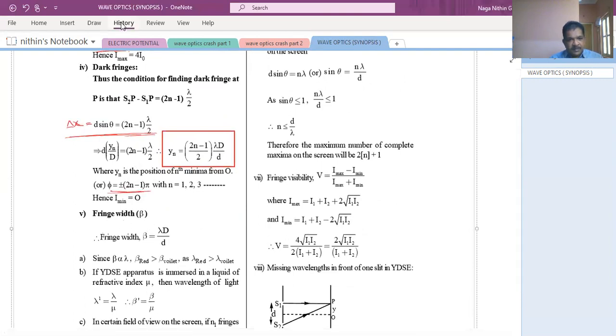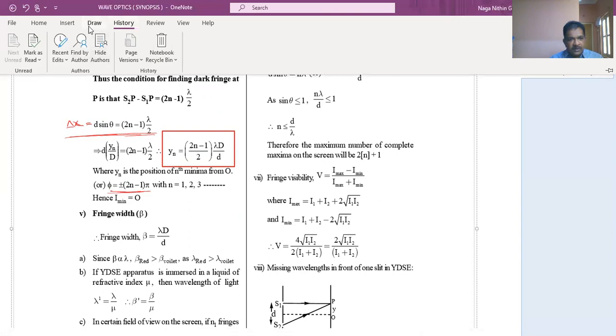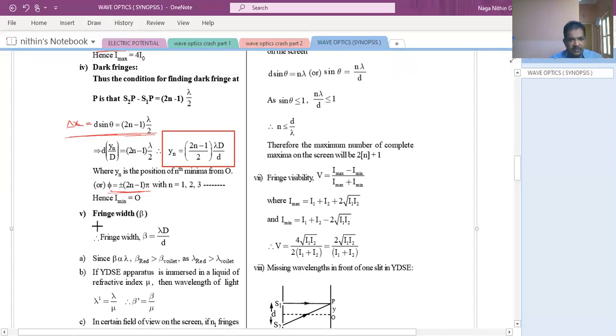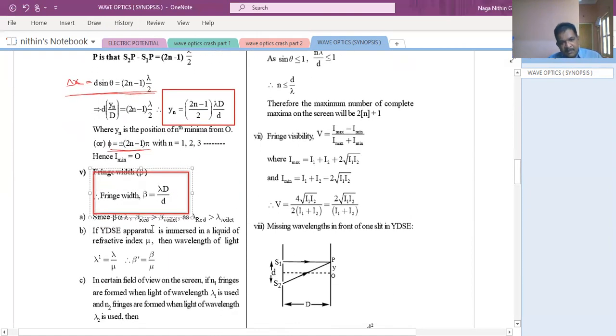In Young's double slit experiment, what is the fringe width formula? This value will be beta is equal to lambda capital D by small d. This formula we will use here. Next, for which color will the fringe width be more? For red, the wavelength is more. So fringe width will be more for red color compared to violet color, because the wavelength of red color is greater than that of violet color.